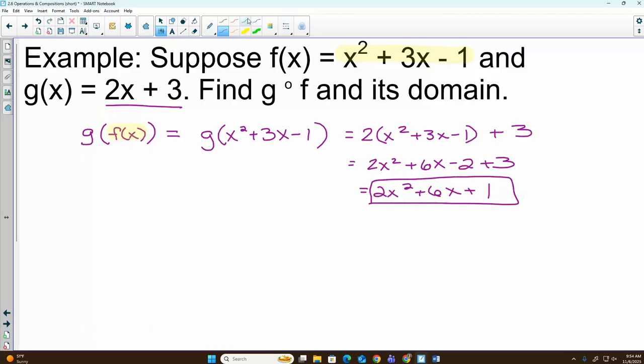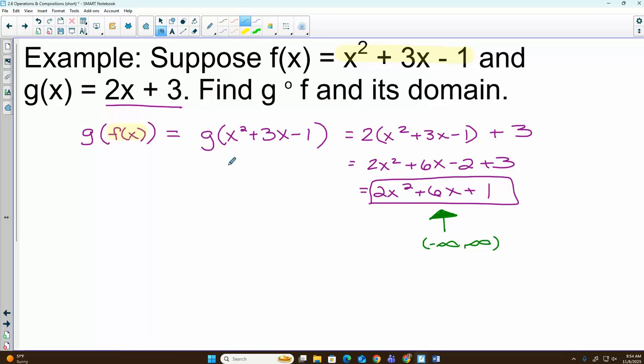Now obviously if I ask for domain, it has to work here. Do I have a fraction? Do I have a square root? So what's my domain? Negative infinity to infinity, right? We can plug in any number we want for x.